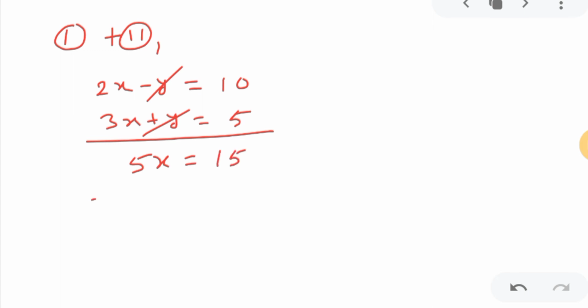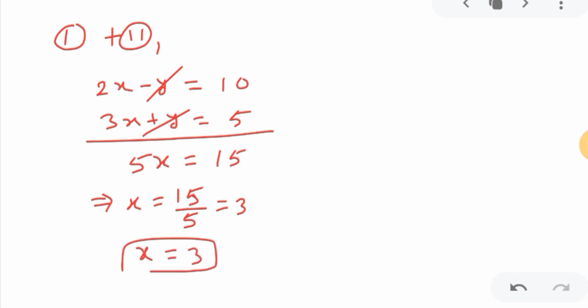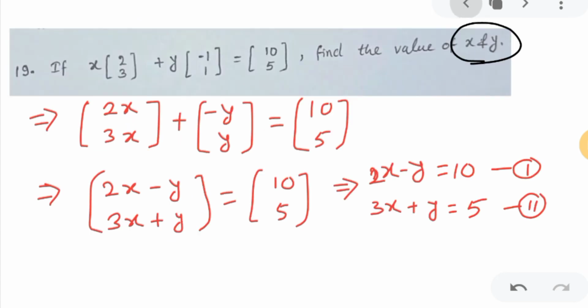So I will simplify this. So x will be 15 upon 5. So 5 3s are 15, so it will be 3. So the x value we got is 3. Now this x value I will put in any equation. Suppose in the first equation I put the value of x, then I will get the value of y.